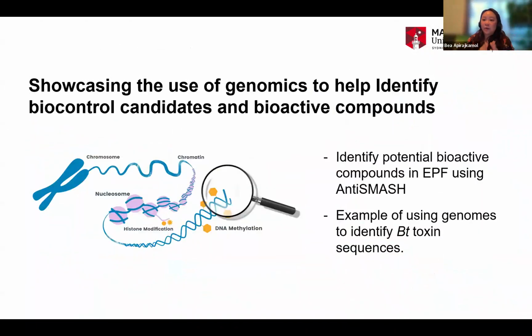This highlights the purpose of my talk today. I just want to show you how I used genomics to help identify biocontrol candidates and also potential bioactive compounds, or, in the BT case, BT toxins. This subject will be divided into pretty much two sections. First, identifying bioactive compounds in fungi using a piece of software called antiSMASH. And then I will give you an example of how I used genomics to identify BT toxin sequences.